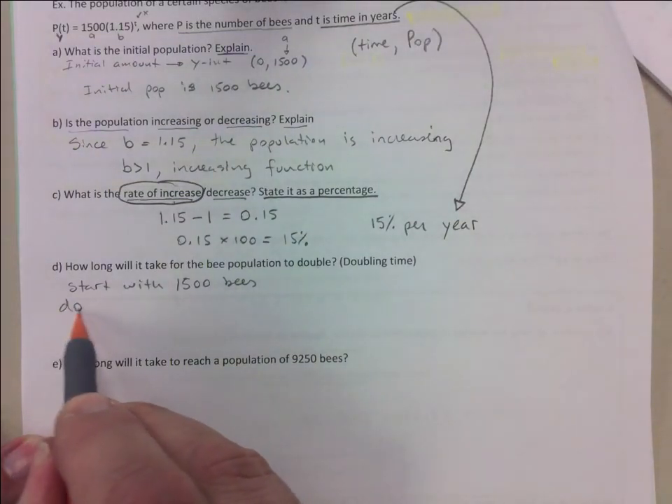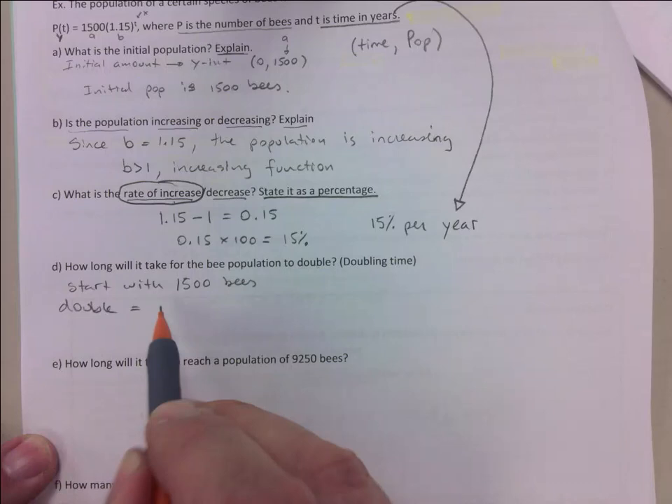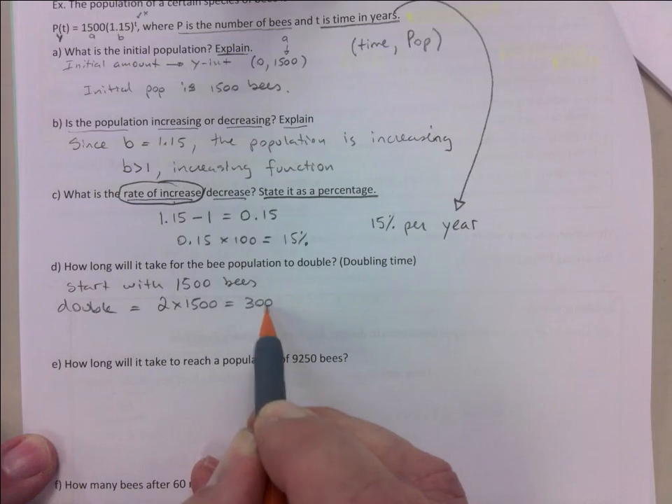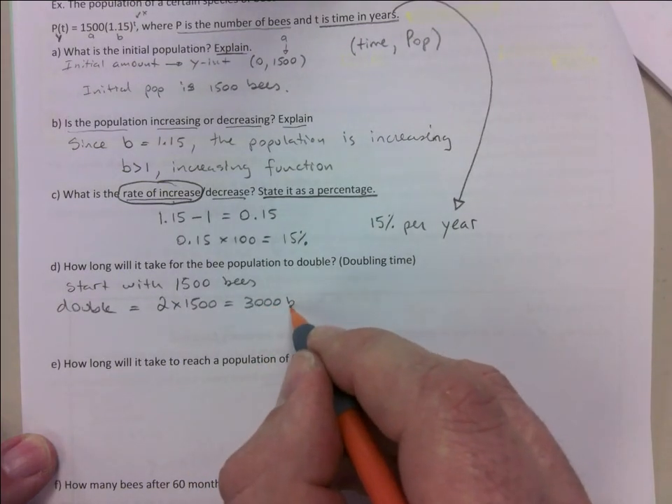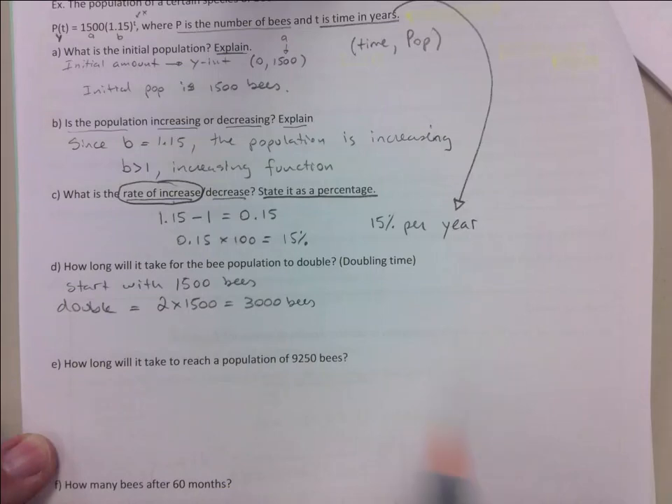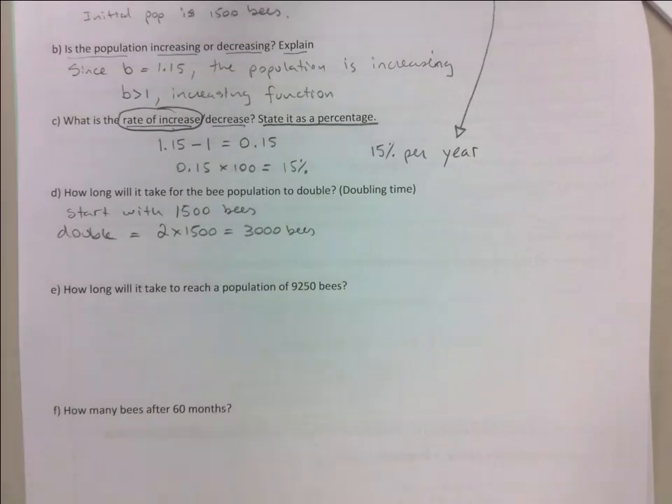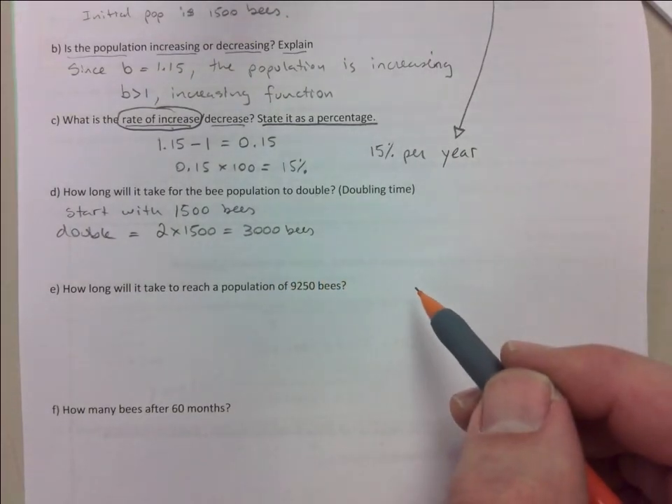So double would be 2 times 1,500. We're at 3,000 bees. Okay. So what is the 3,000 for us? Is it the x or the y?